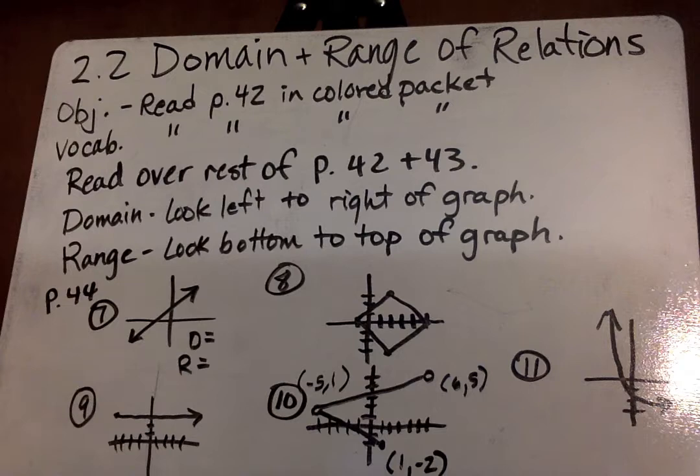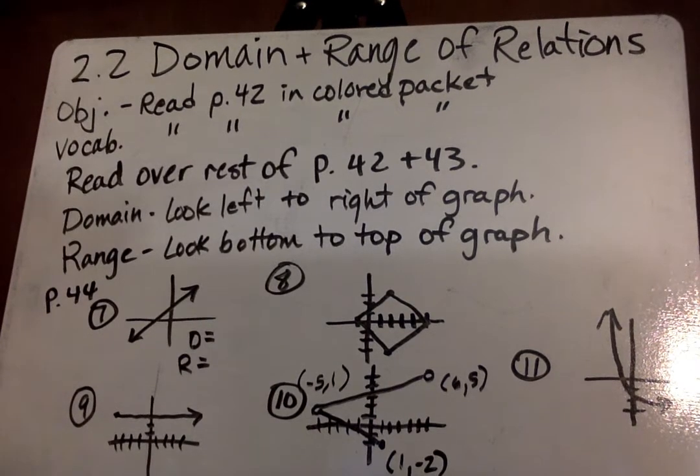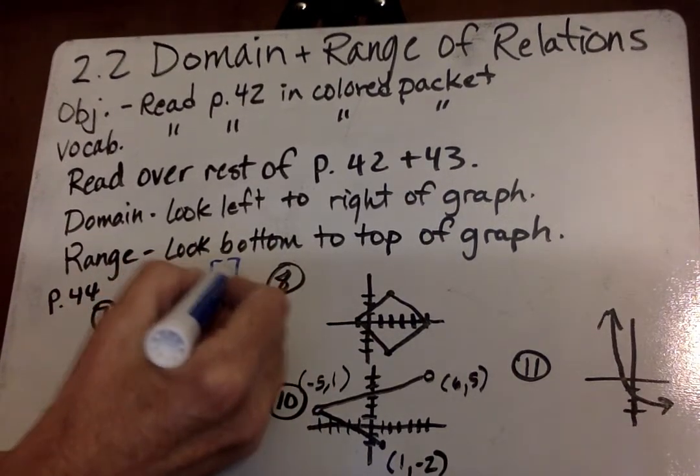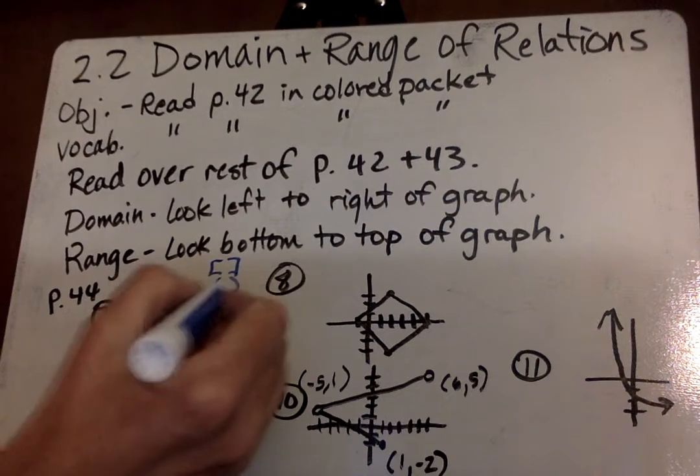So if we look on page 44 at the bottom, number 7, it's a continuous relation. So we're going to put the domain and range in interval notation. Remember, interval notation is going to have some sort of brackets or parentheses and maybe a union.